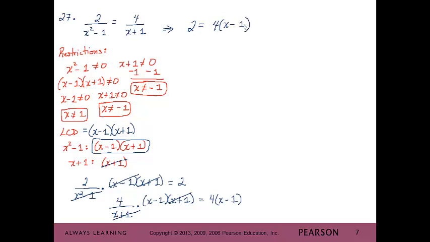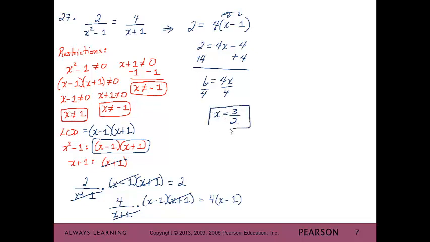And now we can solve for x. So we're going to distribute the 4. And we'll have 2 equals 4x minus 4. Then we'll solve for x by adding 4 on both sides. And we get 6 equals 4x. And then we can divide both sides by 4, and we have x equals 3 over 2. And since 3 over 2 was not part of our restrictions, we can say this is our solution.